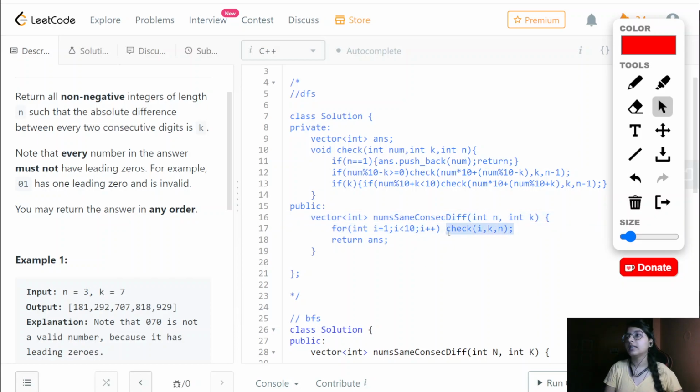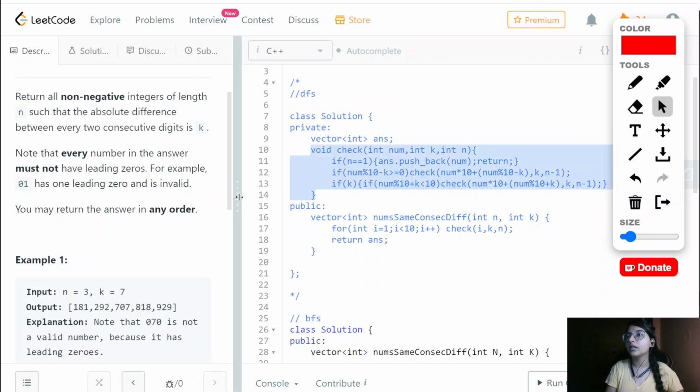Now here comes the part for this function. In this function, I've taken this as a private global variable, and then I'm directly going ahead with this particular recursive function.